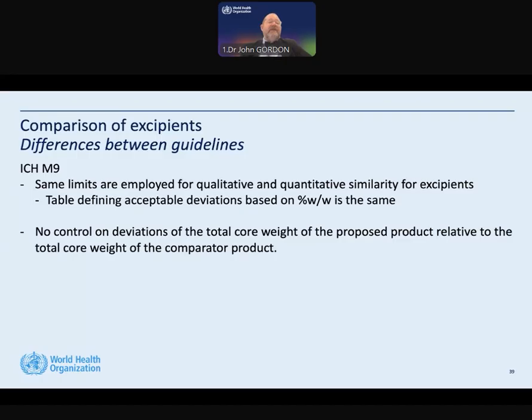With respect to ICH-M9, the same limits are employed for M9 as the new WHO guideline with respect to qualitative and quantitative similarity for excipients. The table that's used is the same, so the percent weight differences are the same. However, the ICH-M9 guideline does not have the controls on the total core weight of the proposed product relative to the total core weight of the comparator product as the new WHO guideline does.